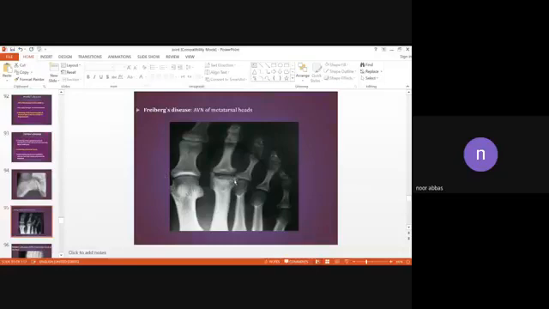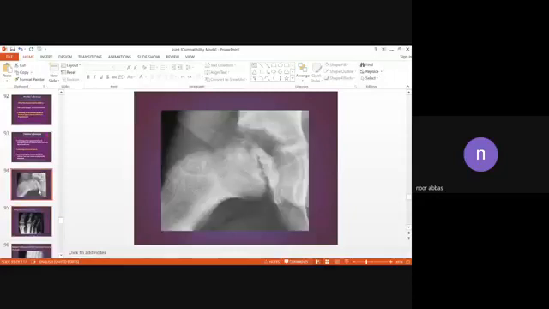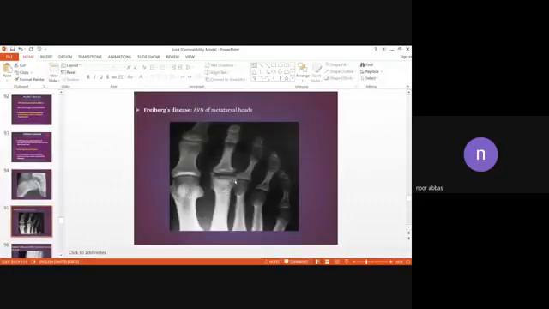Avascular necrosis is called osteochondritis when it is affecting the epiphyseal part. It can affect various bones in the body. Involvement of the second metatarsal is called Freiberg disease. It is avascular necrosis of the metatarsal head, and notice the flattening and the fragmentation, the increase in bone density.